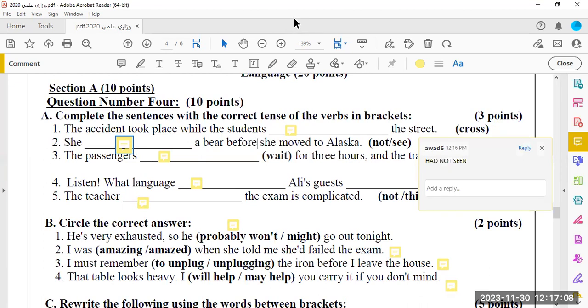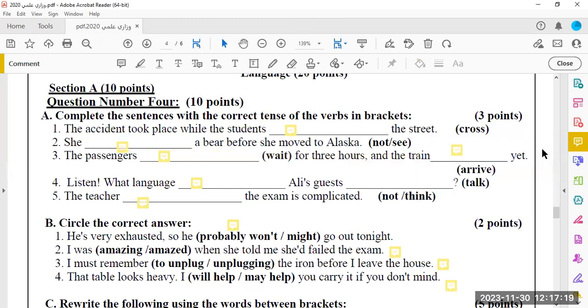Come on. You haven't studied it, I know, you haven't. Have been waited. So the passengers wait for 3 hours and yes. Had been waiting, professor. Had or have when there is yes. Have been waiting. Have been waiting for 3 hours and then the train. Professor, the answer is had. Well, that's what I'm saying. So had been waiting for 3 hours and the train arrive yet. Hasn't arrived. We have been waiting, hasn't arrived.